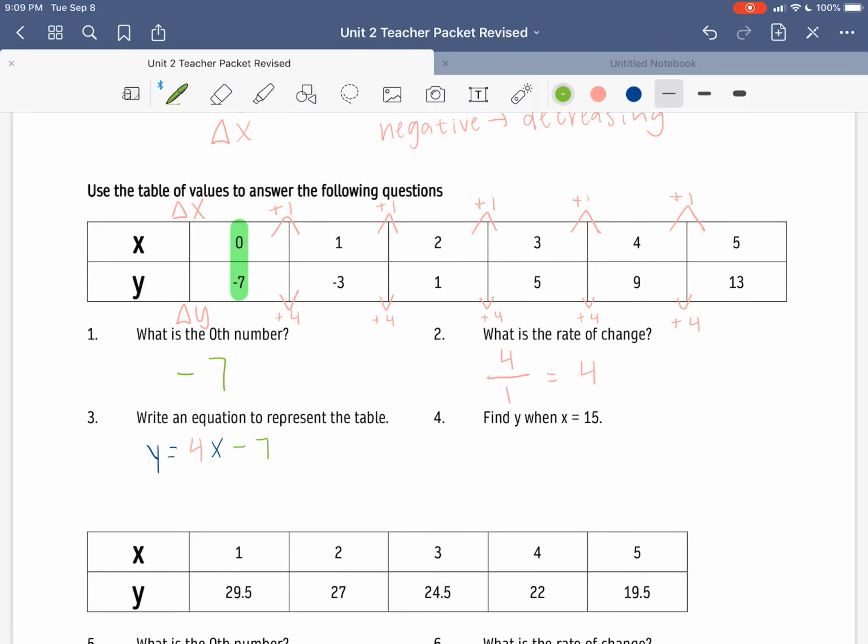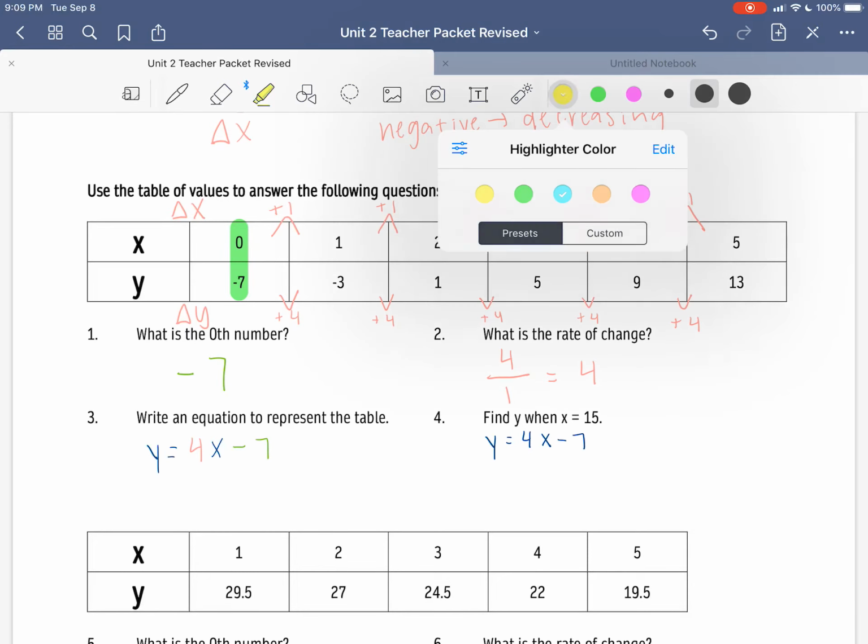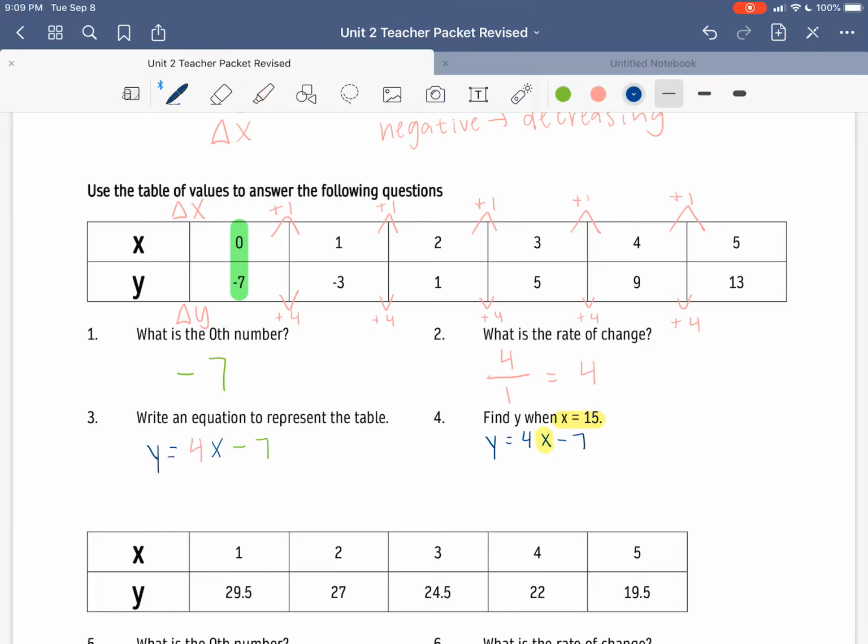So the minus takes care of that. This equation gives us something that would help us find any point in our table. And so in example 4, it asks us to find y when x is 15. So my equation was y equals 4x minus 7, and I was given that x is 15. So I'm going to replace the x with 15 in my equation because that's the number that I know. When I do that, I'm going to put parentheses around it because I'm substituting, and then keep that minus 7.